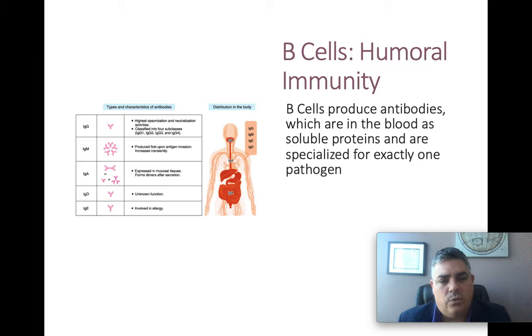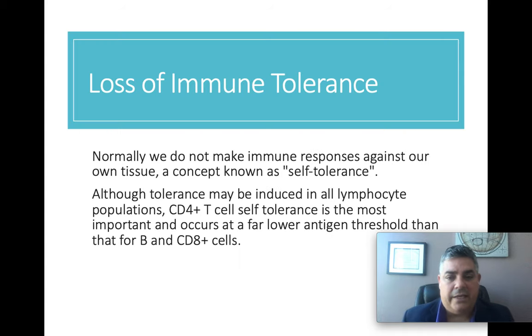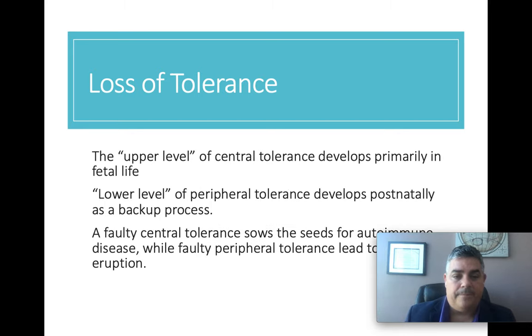And so this notion that we have an organized B cell mediated response to extracellular threats, which is distributed throughout all the tissues in the body and quite organized in that regard, is part of that adaptive immune response that acts in coordination with the cell mediated immunity of the T helper cells. But unfortunately, we can have loss of immune tolerance, where the immune system begins to attack our own tissue, and it's known as loss of self-tolerance. And this notion of tolerance may be induced in all lymphocyte populations. There really can be mistakes anywhere, from T cells and B cells, as well as even within the innate immune system. The CD4 T cell self-tolerance is most important, and occurs at a far lower antigen threshold than that for B and CD8 cells.